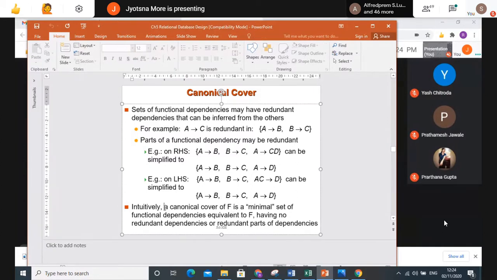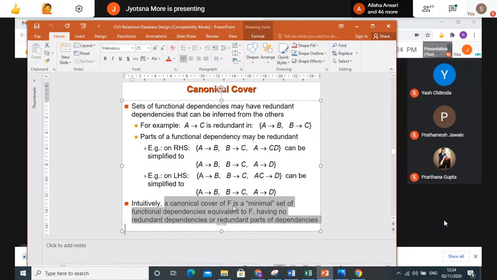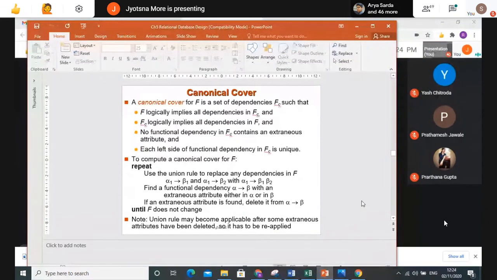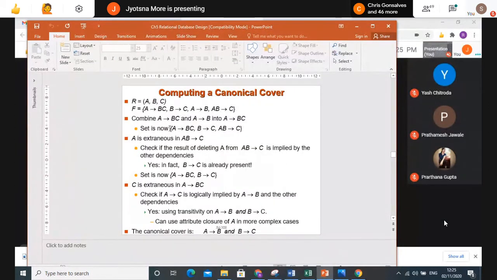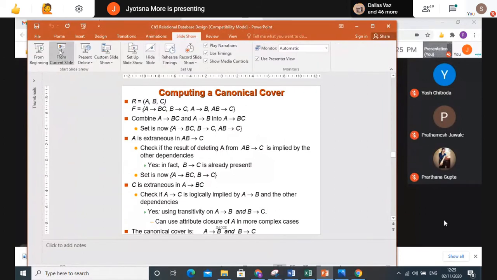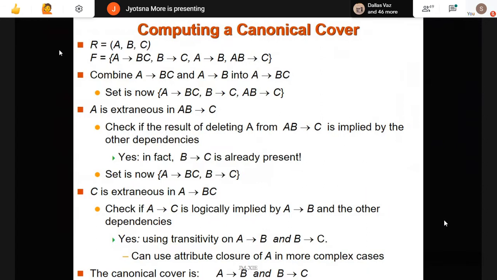So basically this is important. A canonical cover of F is a minimal set of functional dependencies equivalent to F having no redundant dependency or redundant part of a dependency. For this, these are just the steps, the procedure, to find out the canonical cover. Instead of going through this, we'll go for an example. I'll have a slideshow for this, which will help you to find the canonical cover.